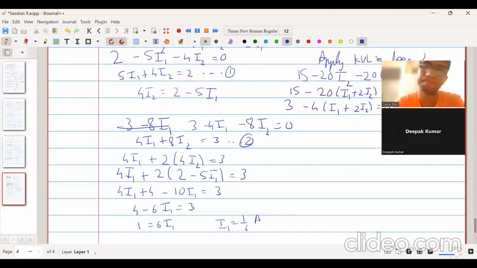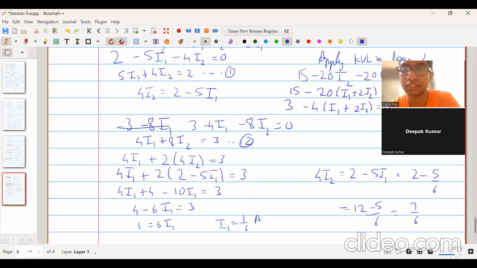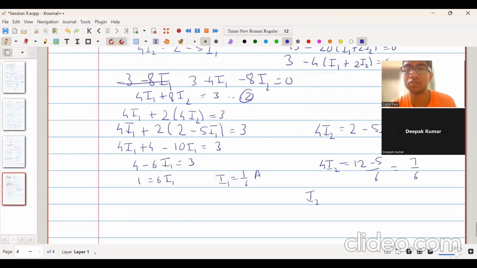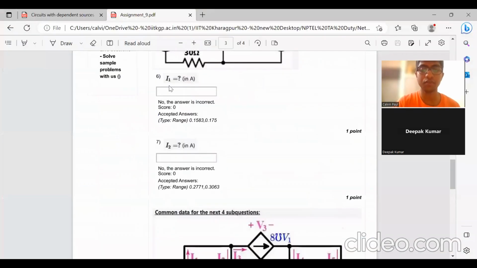Is everything okay till here? Yes, sir. So now, 4 I2 is equal to 2 minus 5 I1. So that is 2 minus 5 by 6, that is (12 minus 5) by 6, that is 7 upon 6. So 4 I2 is equal to 7 upon 6. So I2 is equal to 7 upon 24. Okay. So very nice. We found I1 and I2 and we have solved the question.